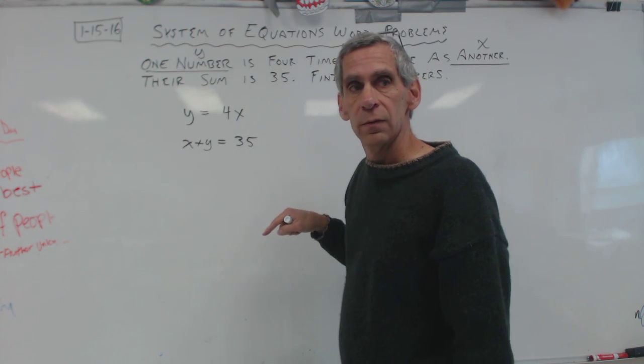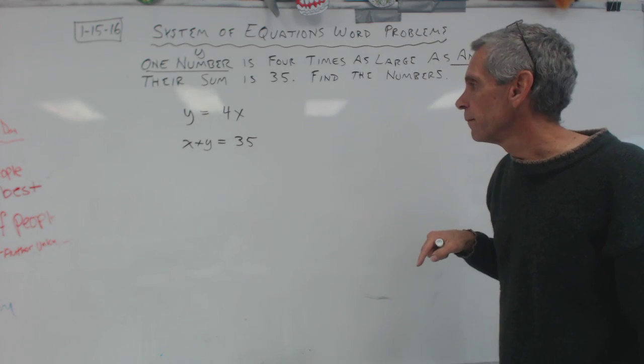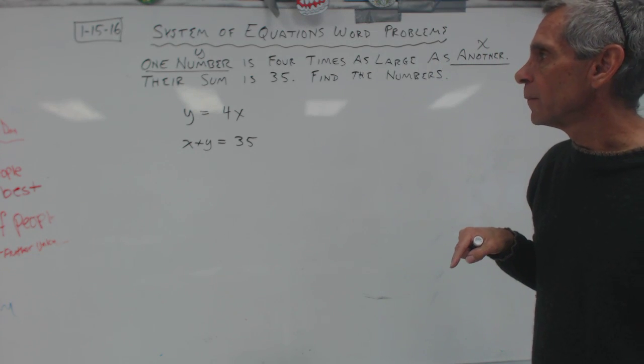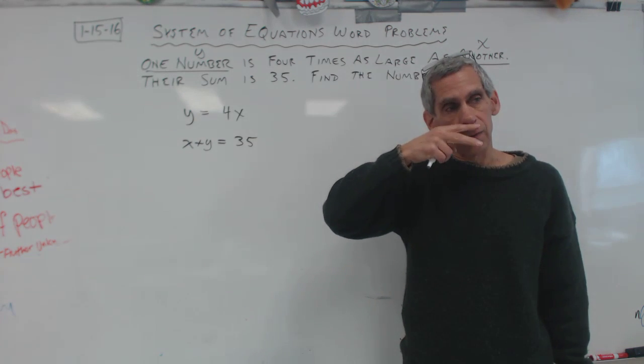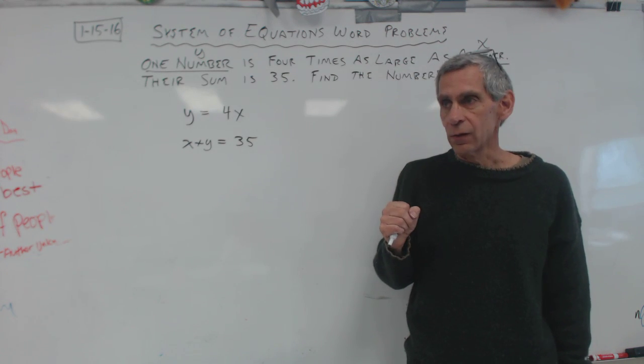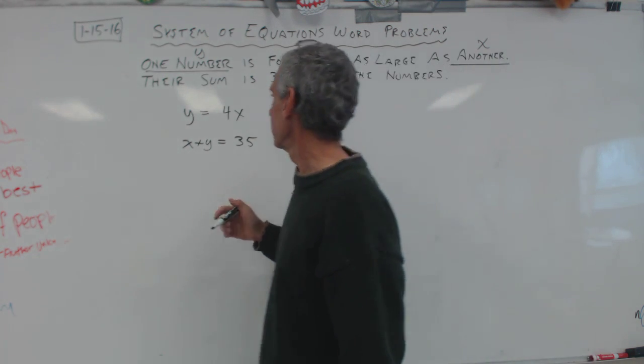What about their sum is 35? How would it be x plus y? Their sum is 35, because what does sum mean? You add the 2 numbers together, right? You see what I'm saying? See how that works?